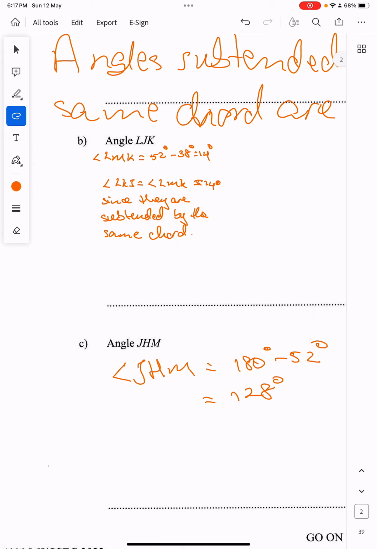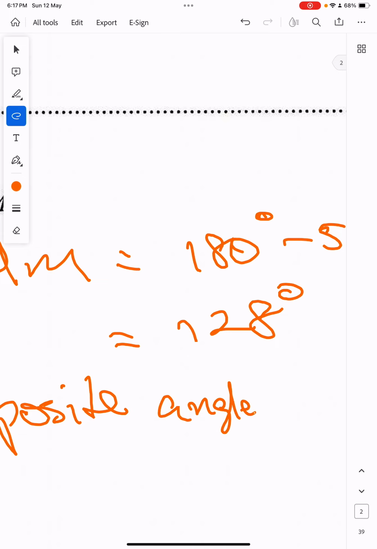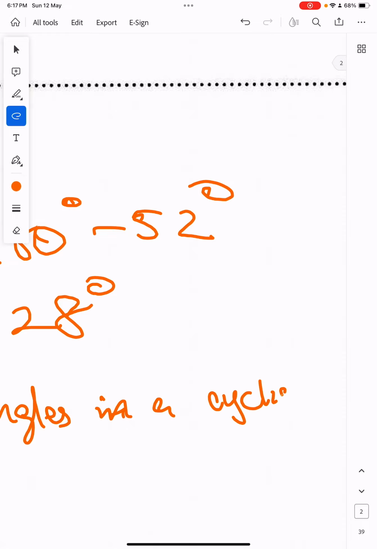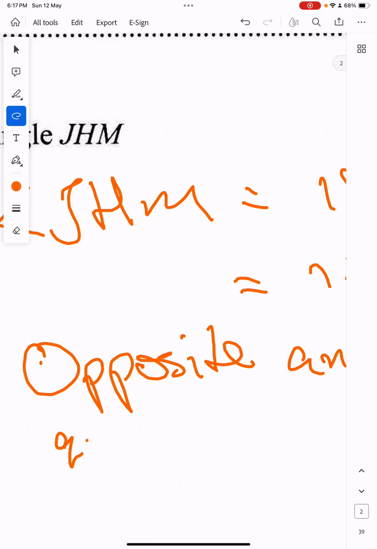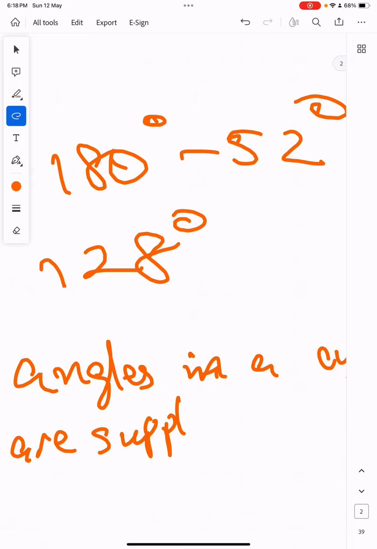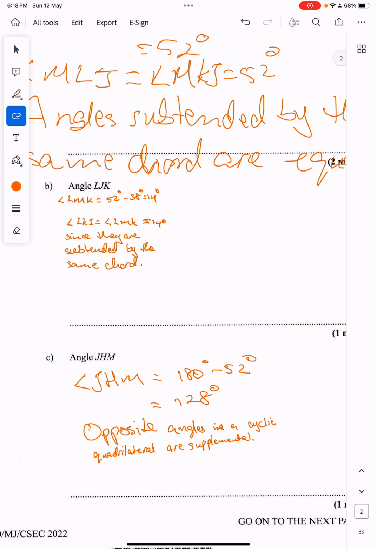And of course, we have to put in our reasoning, which is opposite angles in a cyclic quadrilateral are supplementary, meaning they sum to 180 degrees, right? That's your reasoning there for that.